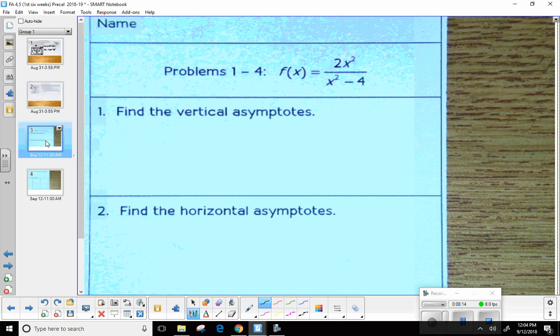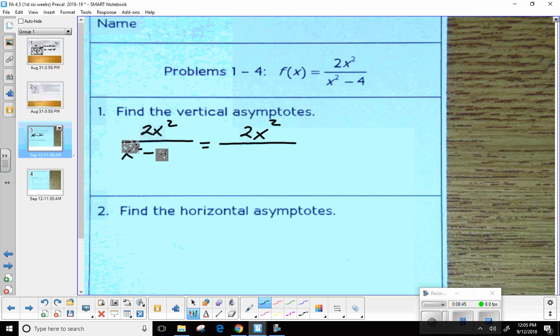It says f of x equals 2x squared over x squared minus 4. Okay. The first thing I would do is factor anything possible. Now, 2x squared, I can't do anything with it. But what kind of polynomial is x squared minus 4? That's a difference of squares, yes. We get what's called conjugates. So 2x squared divided by x squared minus 4 would equal 2x squared over, you might know what they would be? x plus 2, x minus 2, yes.